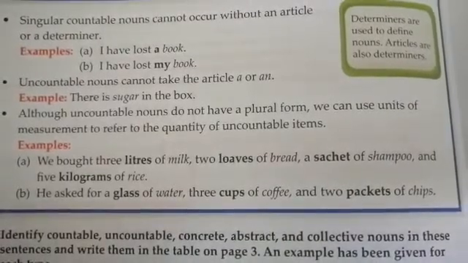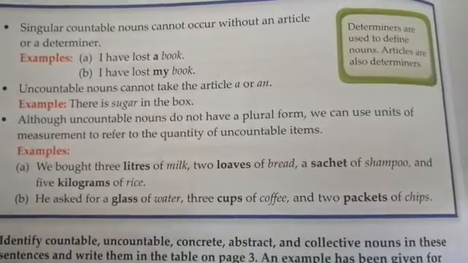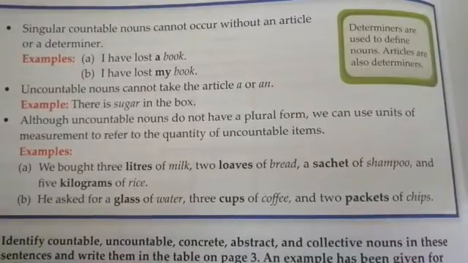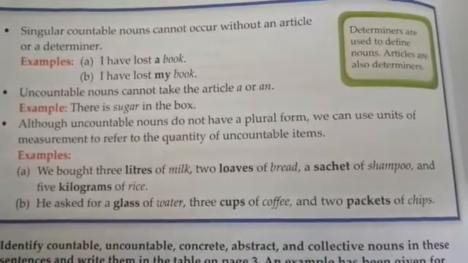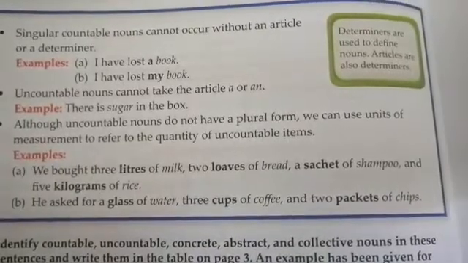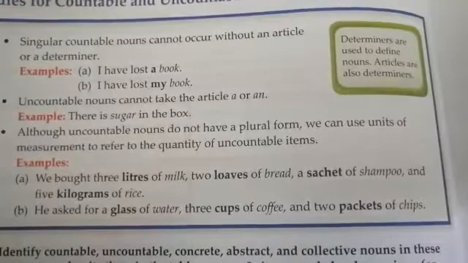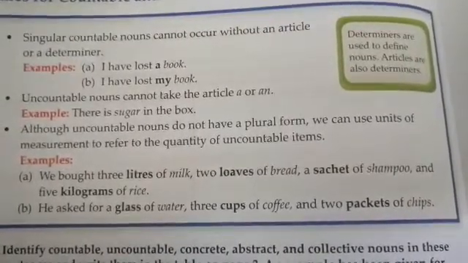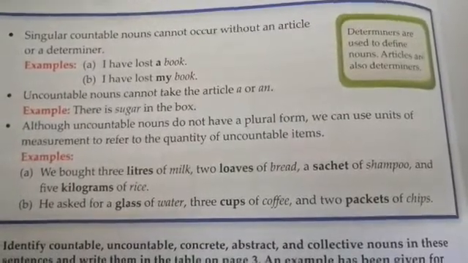We have another example. He asked for a glass of water, 3 cups of coffee, and 2 cups of chips. So, you see, we have to add the units of measurement. And abstract uncountable nouns do not even have units of measurement.